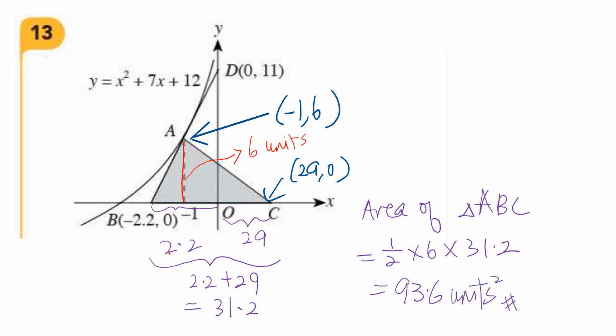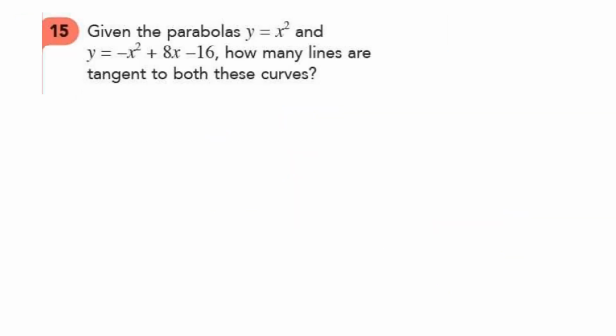Okay. Right, let's look at the next question. This is a rather challenging question. You're given two curves, y equals x squared and y equals negative x squared plus 8x minus 16. You're asked how many lines are tangent to both of these curves.